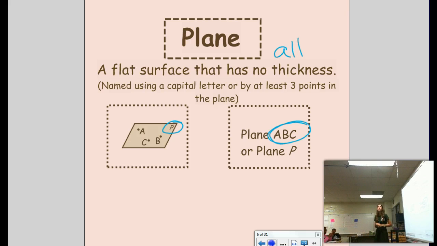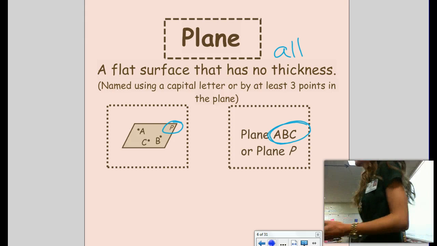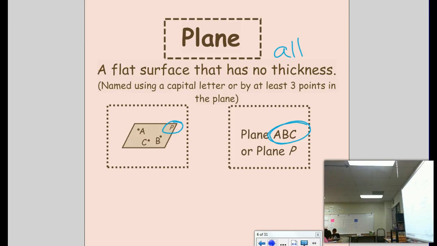So what would be a real-world example of a plane? Ceiling. Thank you. A piece of paper. What else is a flat surface? The ground. Oh, I was about to say the grout would be a really good example of a line. The ground, yes, but the grout could have been a line. Okay, very good. All right.